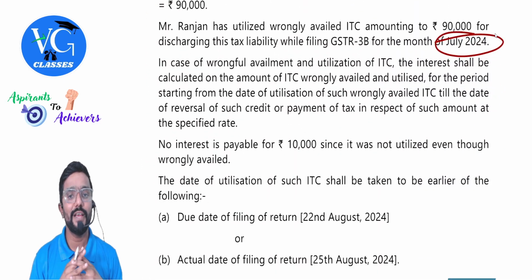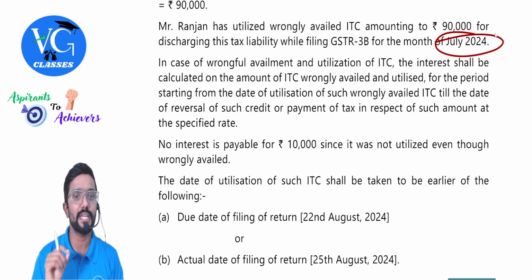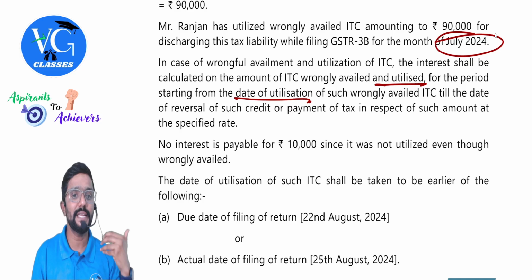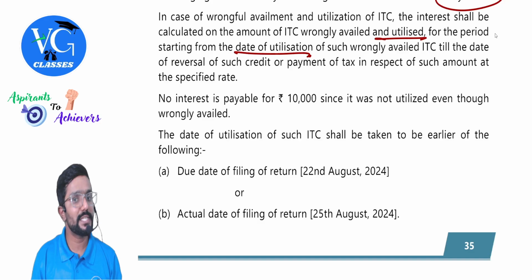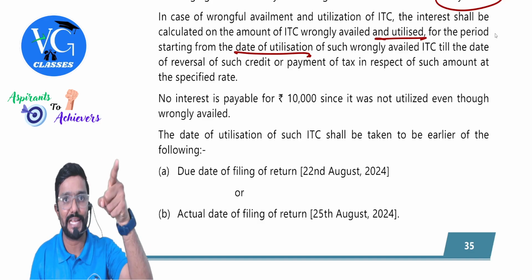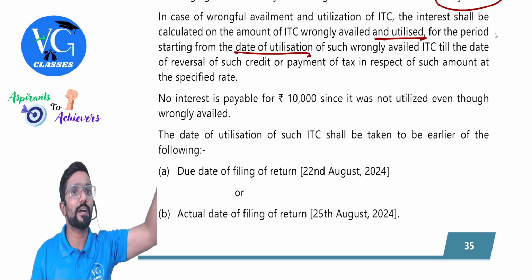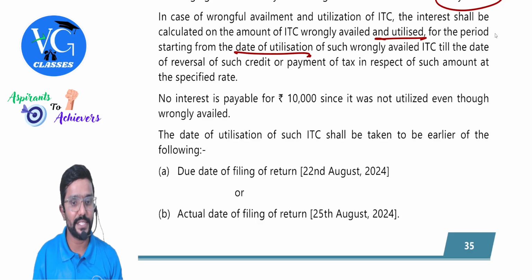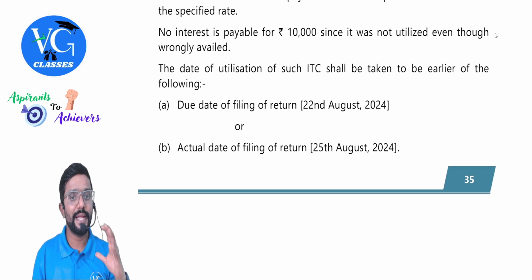In case of wrongful availment and utilization of ITC, the interest shall be calculated on the amount of ITC wrongly availed and utilized for the period starting from the date of utilization of such wrongly availed ITC till the date of reversal of such credit or payment of tax in respect of such amount at the specified rate. No interest is payable for 10,000 because he has not utilized it. Out of the total credit of 1 lakh, how much did he use? Only 90,000. Okay. Since it was not utilized, even though it was wrongly availed, the date of utilization of such ITC shall be taken as to be what?